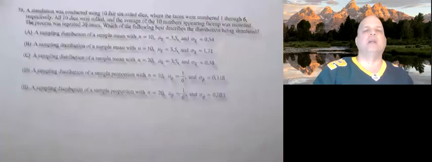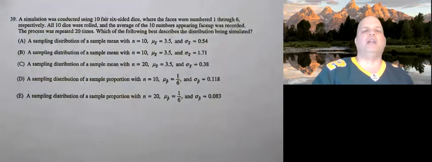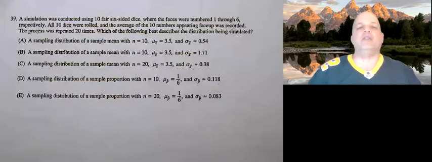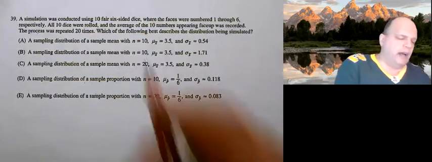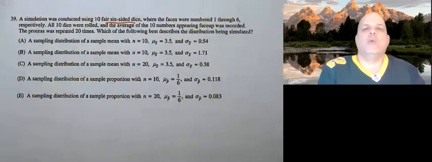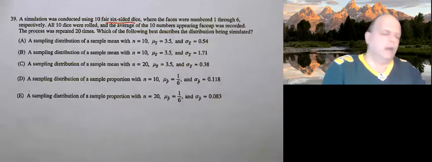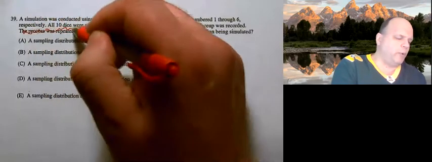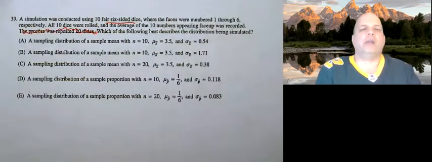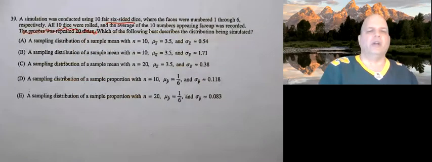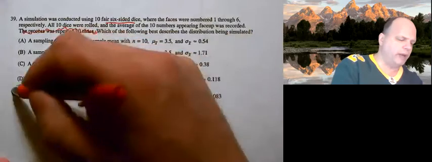Number 39. A simulation was conducted using 10 fair six-sided dice, where the faces were numbered 1 through 6. All 10 were rolled, and the average of the 10 numbers facing up was recorded. The process was repeated 20 times. Which of the following best describes the distribution being simulated? We don't care about how many times you repeat the process. That doesn't apply. What applies is the 10 dice. So anything with the 20 doesn't matter.